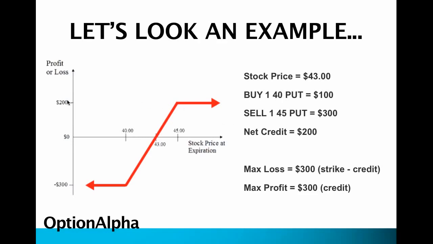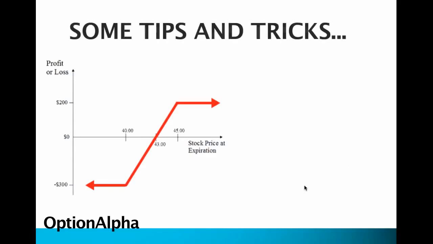And you can see that that is where our profit is actually capped on the top side. Now our max loss is actually $300. Again, it's the strike price minus the credit. So 45 minus 2 is going to be that $300 loss. And again, this maximum profit is not calculated correctly, but our maximum profit is actually $200, or the net credit that we received.